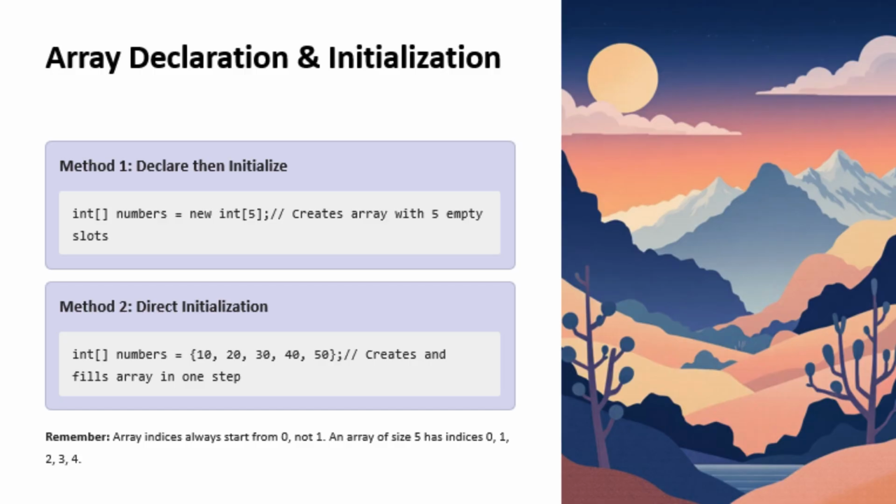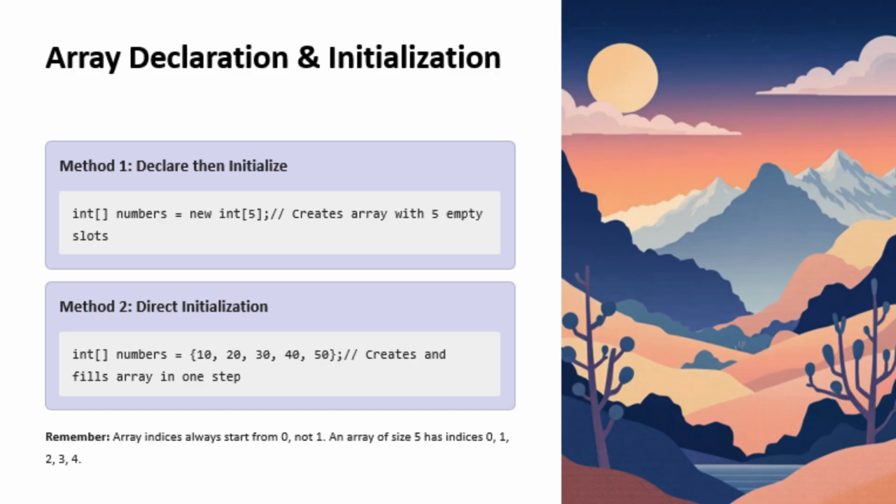Initialization means actually creating the array in memory. For example, numbers equal to new int of 5. This allocates memory for 5 integers, all initialized to zeros by default. Another way is direct initialization, where we declare and assign values in one line, like the one given above.